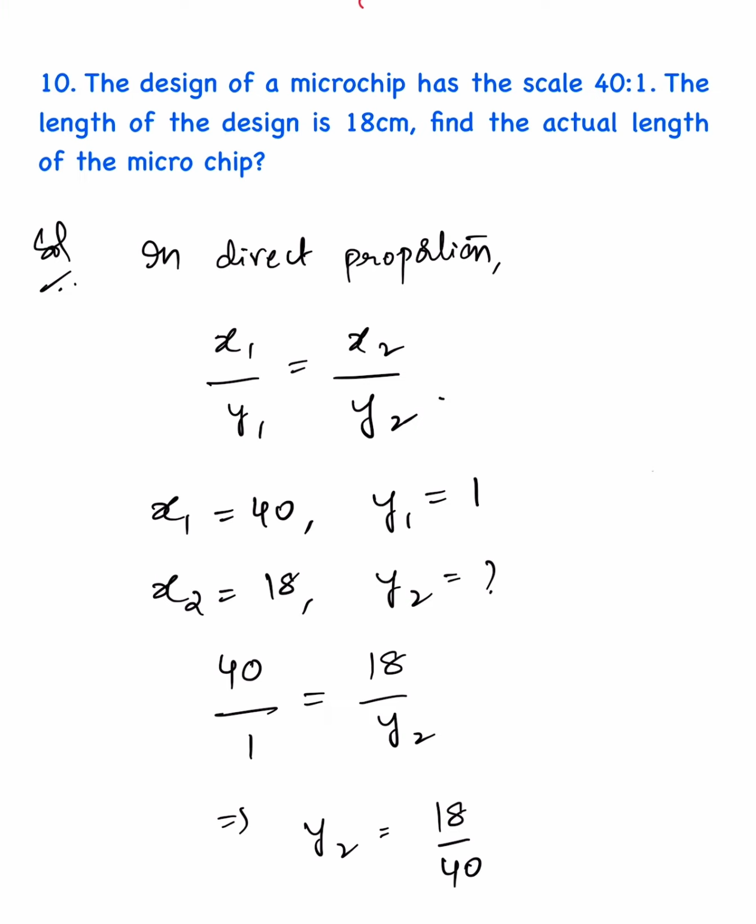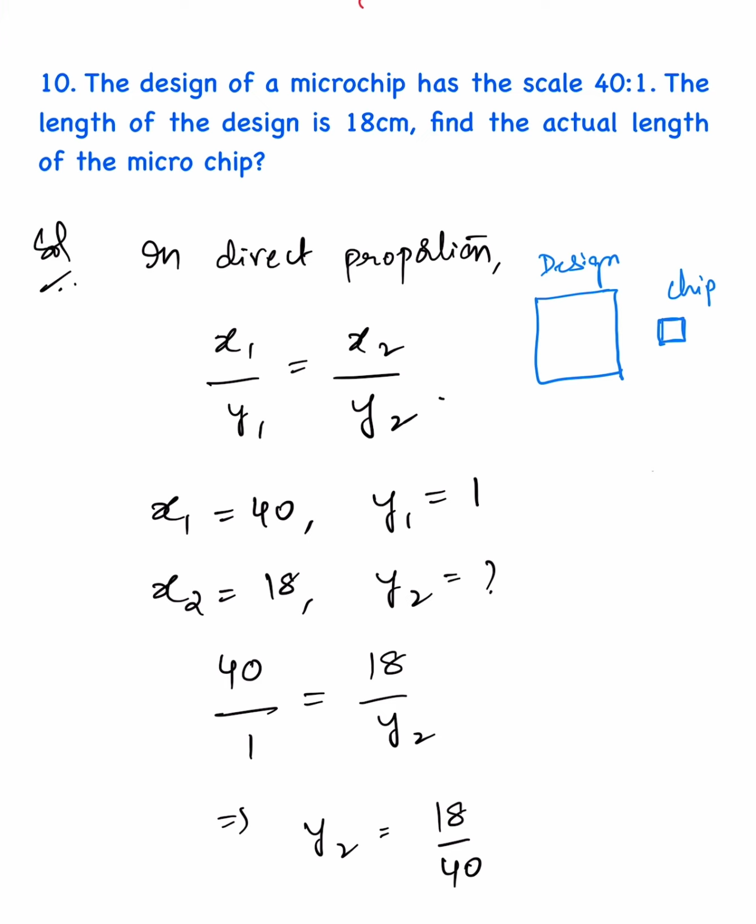The design of a microchip has the scale 40:1. The length of the design is 18 cm. Find the actual length of the microchip. Actually, a microchip is a very small object. In the design, it is magnified. The size is magnified so that we can have a detailed look. So, this is a design and this is the chip.